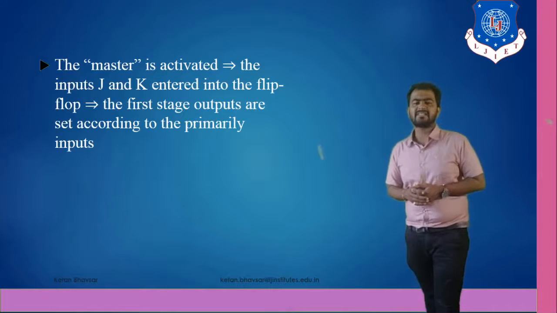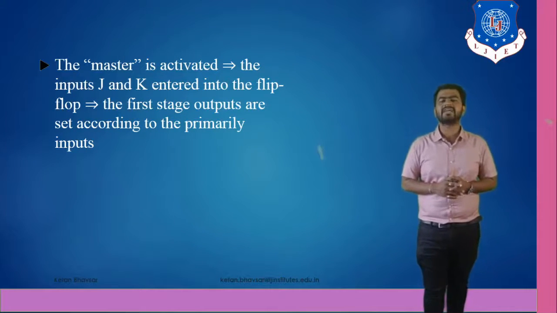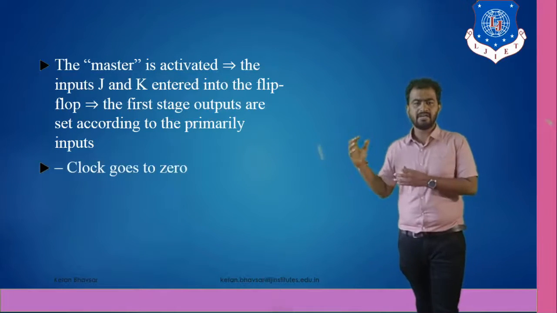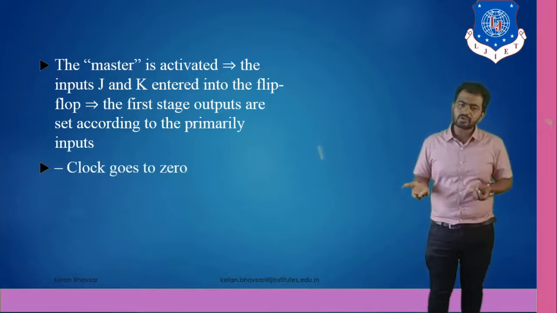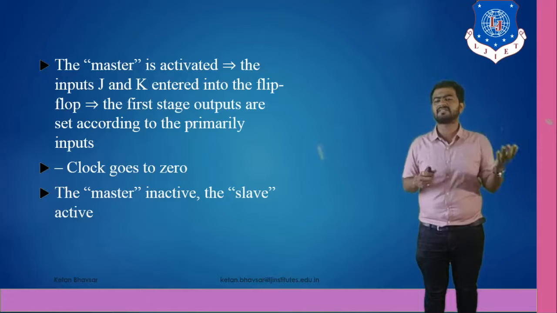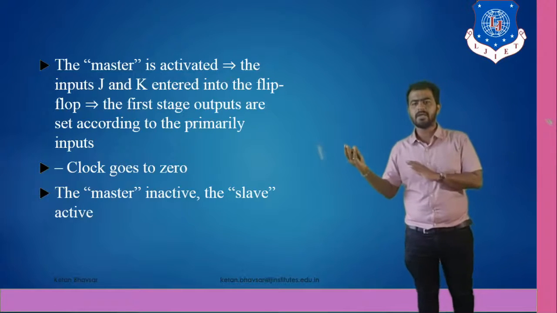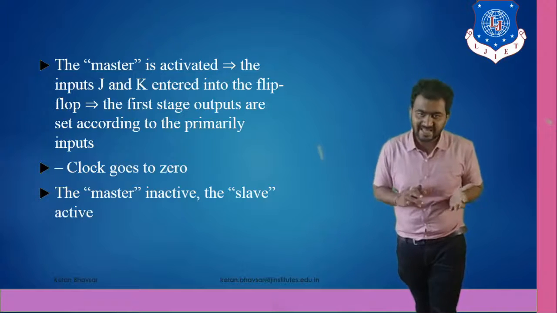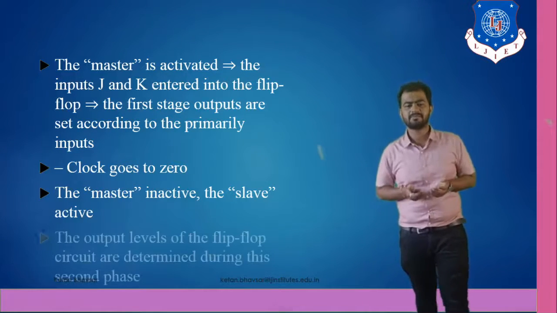As you can see, when the master is activated, the inputs J and K enter into the flip-flop. The first stage outputs are set according to the inputs. If the clock goes low, then the master is inactive and the slave is active, because when the master works, the slave is deactivated, and when the slave is active, the master is deactivated. So it is working on the vice versa concept.